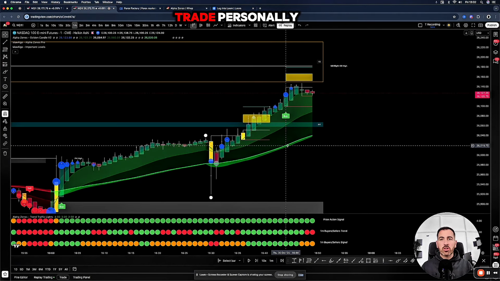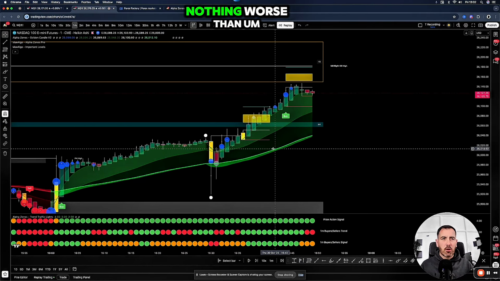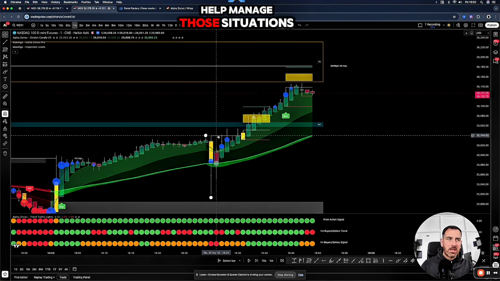When we're entering a trade, personally, I'm using stop orders. So that when we have a golden candle or a buy and sell signal, the price continues in that direction rather than entering as soon as we get that, so that we can stay out of any reversals. We all know there's nothing worse than seeing price go in one direction, and as soon as you enter, it just reverses on you and goes the other way. So that is to help manage those situations.